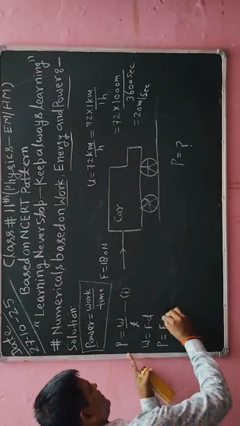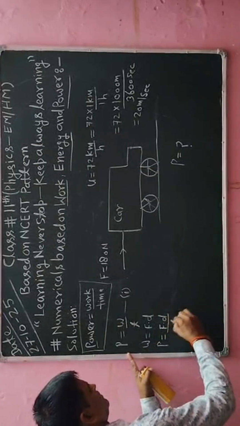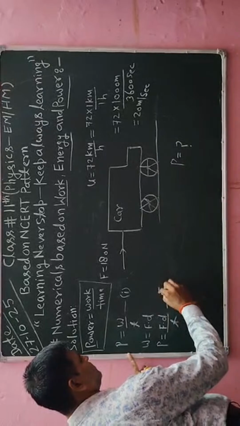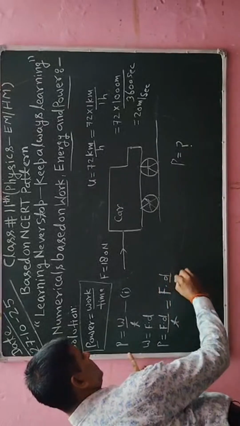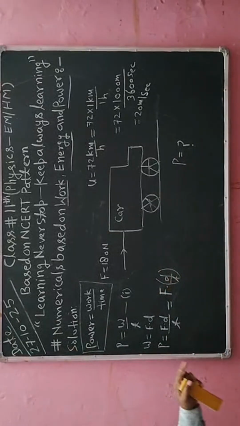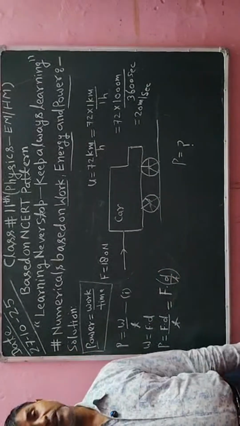So F into D, I can write divided by D. Further I will simplify here. I can write F into D divided by T. So in the bracket I have to write it. Now distance by time, that is known as velocity.